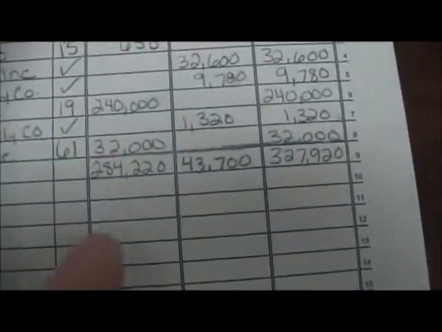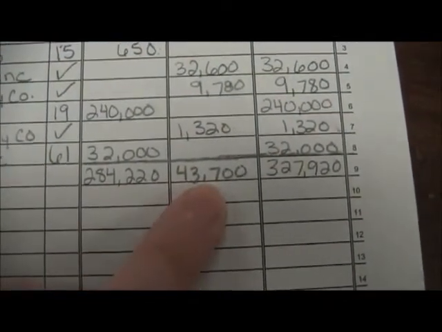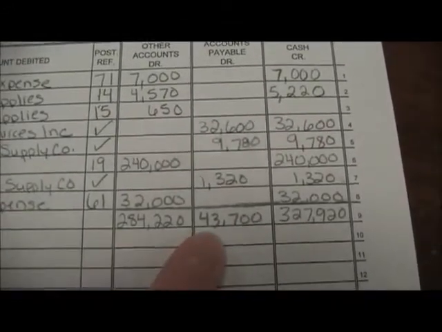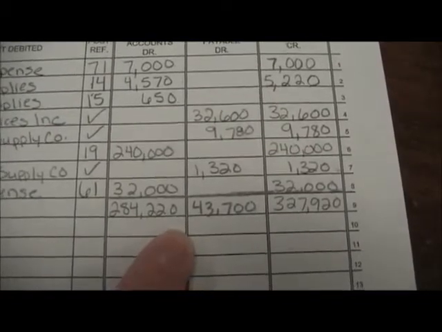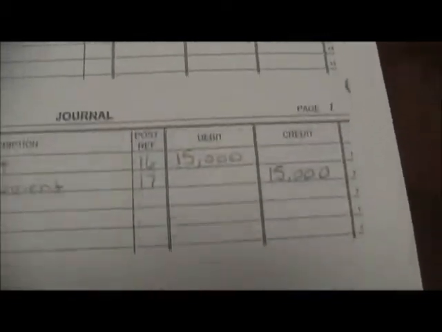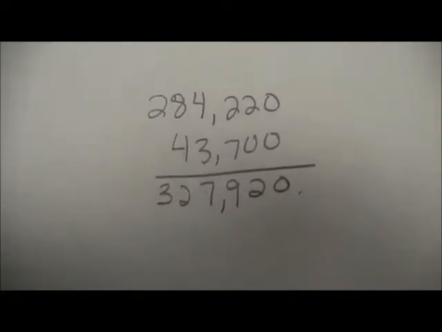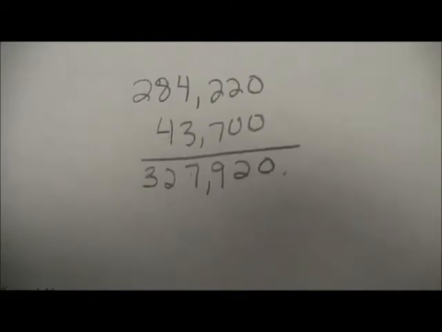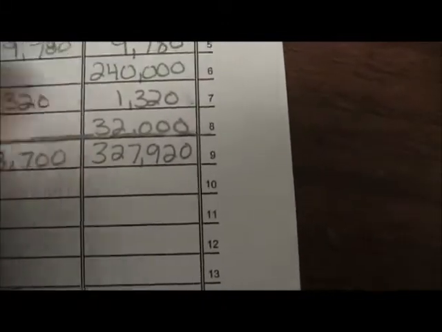Once you have your totals, you can go ahead and write them in: 284,220, 43,700, and 327,920. Now, these two are our debits, so we're going to take those two numbers and add them together to make sure our debits equal our credits. And I use the bottom of my paper to do that because there's more space. So you're going to take your 284,220 plus your 43,700, and you get a total of 327,920. That 327,920 should equal our cash credit, which it does.